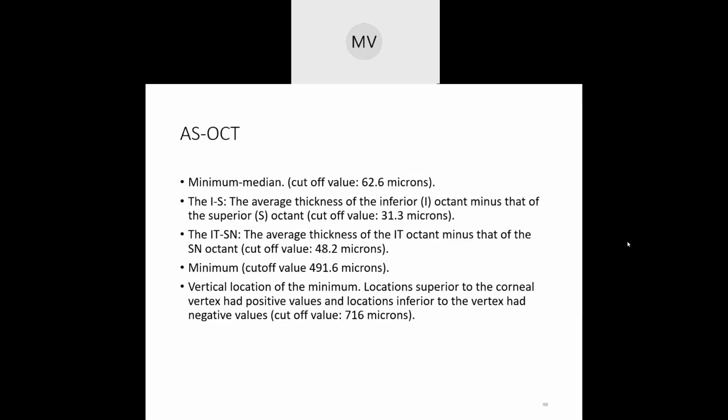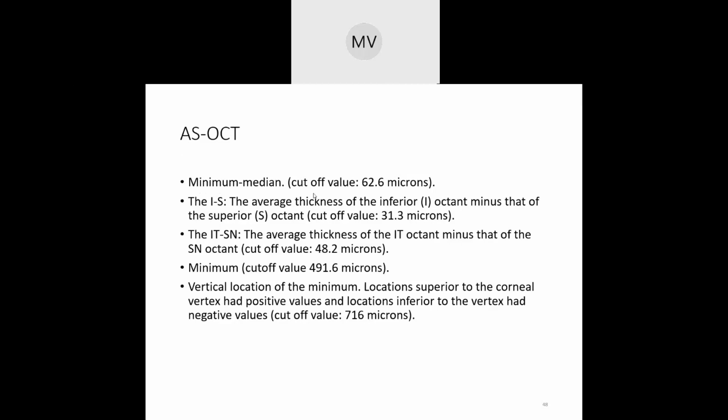So hello everyone. In the last few sessions, we were discussing types of keratoconus and different classifications of keratoconus. We had discussed the Rabinowitz criteria and different other criteria for keratoconus. So today we'll be continuing with ASOCT.